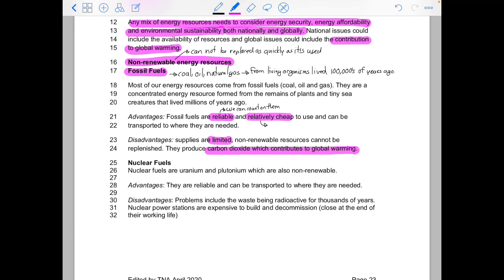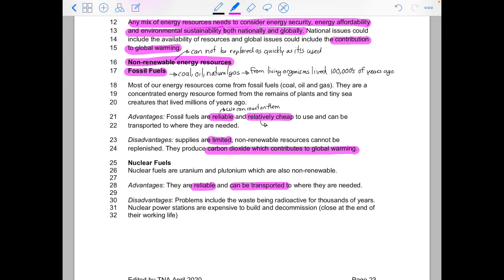So another way that we can create energy, especially generate electricity, are nuclear fuels. So uranium, plutonium are also non-renewable. So again, they are reliable and can be transported to where they are needed. Remind me again, what does reliable mean? That's right, we can count on them. And they can be transported to where they are needed.